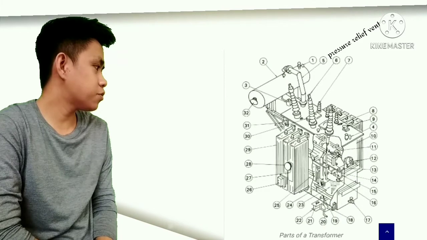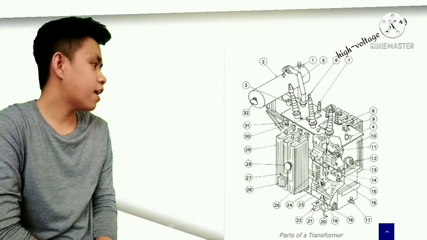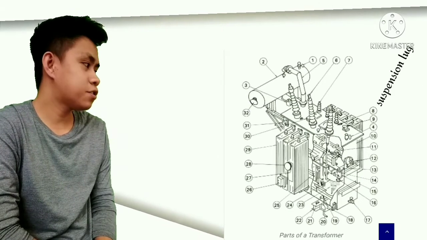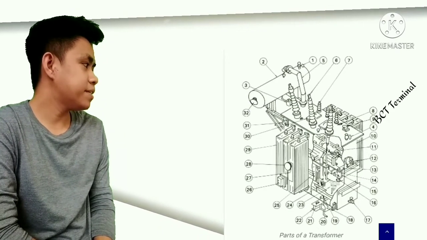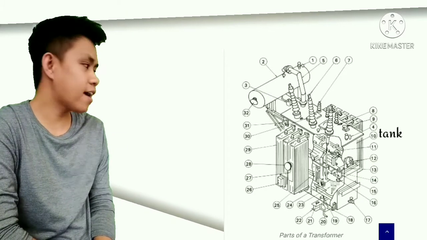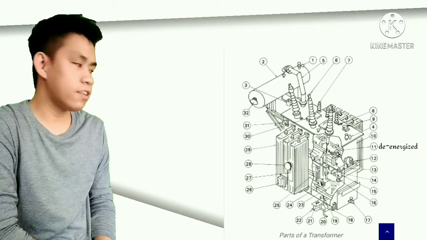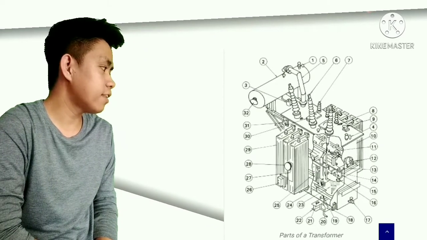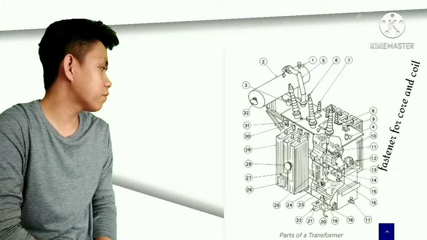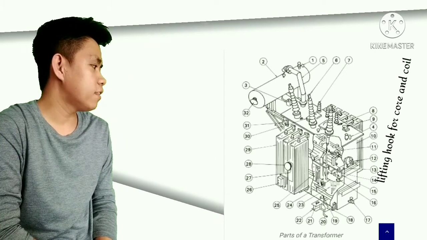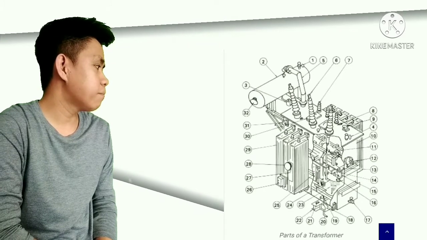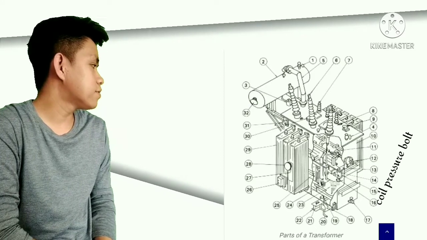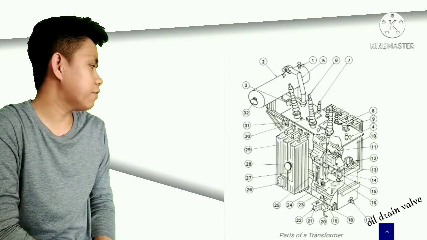Number 5, pressure relief vent. 6, high voltage bushing. 7, low voltage bushing. 8, suspension lug. 9, BCT terminal. 10, tank. 11, the energized tap changer. 12, tap changer handle. 13, fastener for core and coil. 14, lifting hook for core and coil. 15, end frame. 16, coil pressure bolt. 17, oil drain valve.